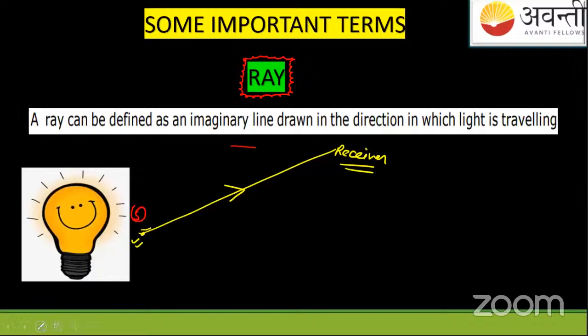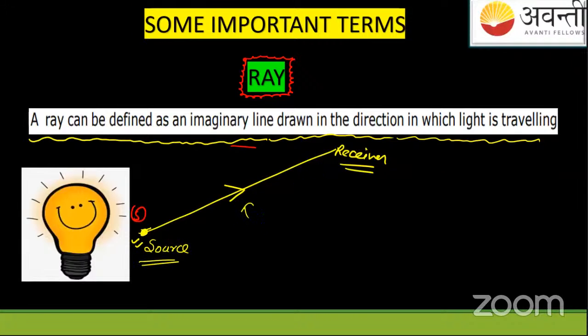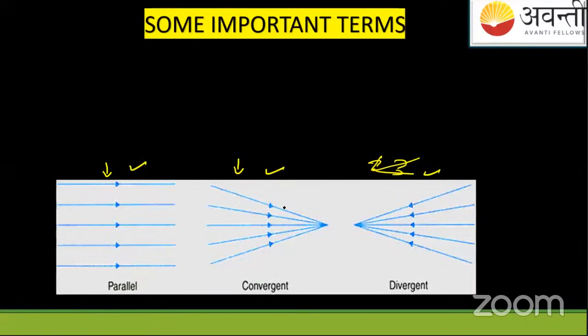So a ray can be defined as an imaginary line drawn in the direction in which the light is traveling. This is the source, and this is the receiver. So it's a light ray. Then we have seen some important terms like beam. What is a beam?